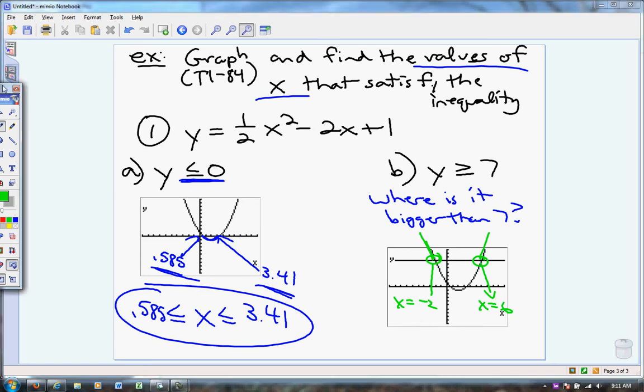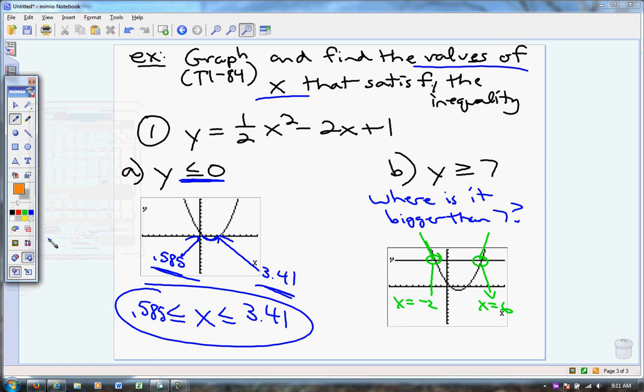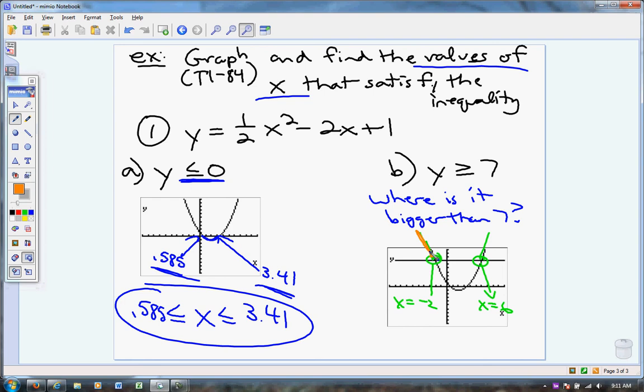So if I want to write my answer, the question asks for the values of x that satisfy that. Well, the values of x where this thing is positive, it's going to be when x is less than or equal to -2, and when x is greater than or equal to 6.